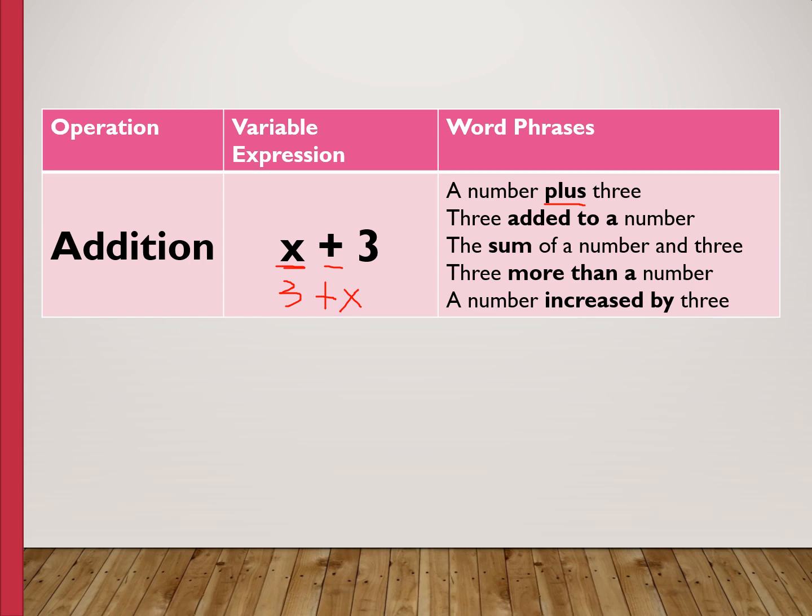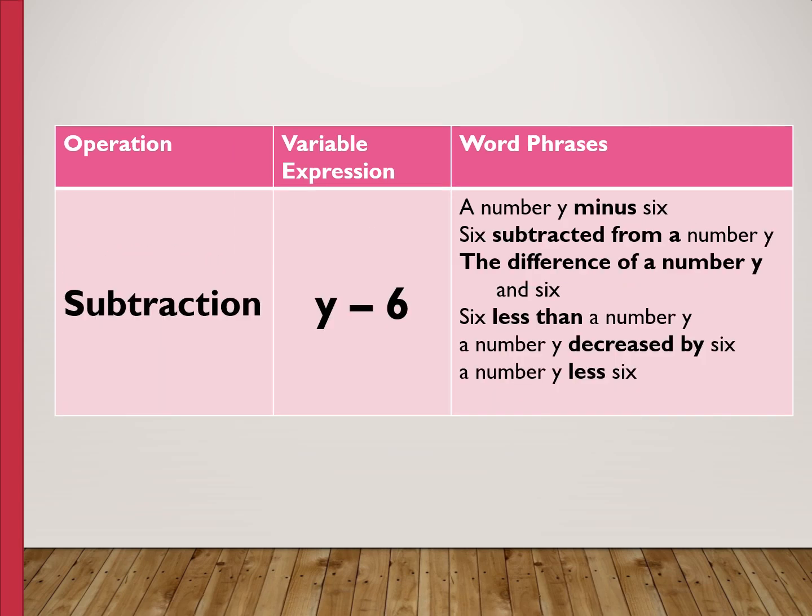That's why it is very important that you know the words that we flashed earlier. It is very important that you know those words so you know which operation you are going to use. And lastly, we have a number increased by 3. The number, which is x, is increased by 3. Okay? Next, when it comes to operation subtraction, the order is important.